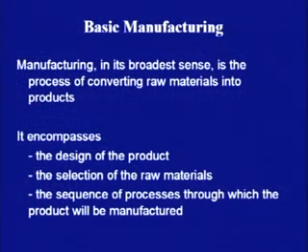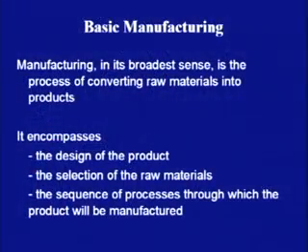The second part is the selection of the raw material, and the third part is the sequence of processes through which the product will be manufactured. Now the selection of raw material is also important. We have to decide that what type of material should be used for making the mouse. Similarly, the sequence of processes through which the product will be manufactured. There are different techniques through which this mouse can be made, but simply the most important process, that is injection molding, can be used. There can be other processes that can be used for making this mouse.